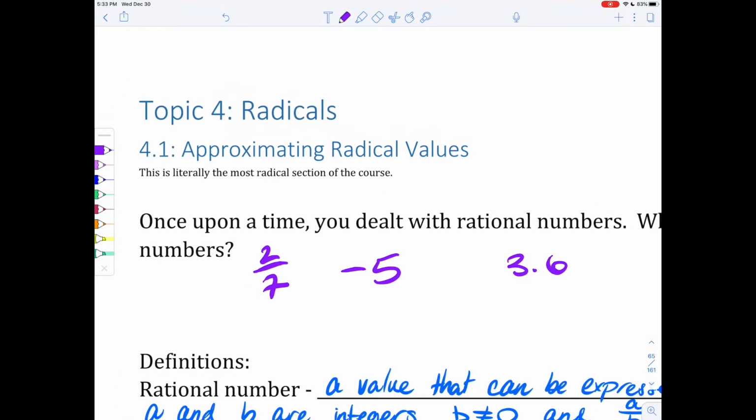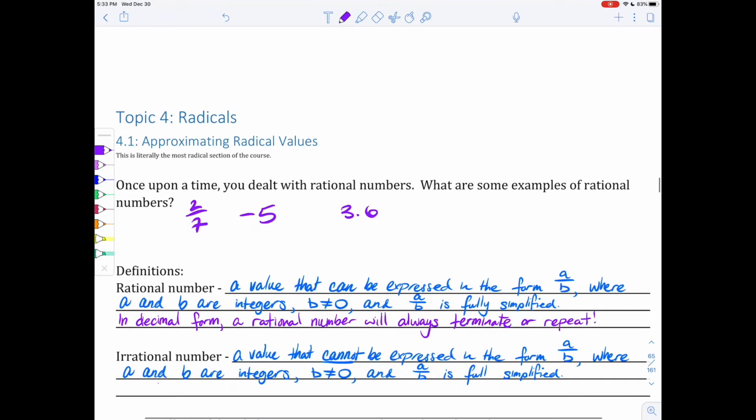Definitions-wise, we've got a couple here. So a rational number is a value that can be expressed in the form a over b, where a and b are integers, b is not equal to 0, and a over b is fully simplified. Oof. Yeah, that's a doozy of a definition. The key points, though, are that you can represent the value as a fraction, and that fraction will be fully simplified. In decimal form, a rational number will always terminate or repeat.